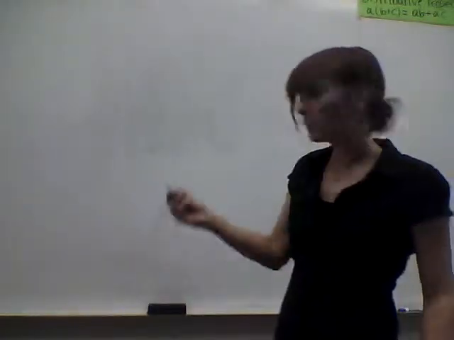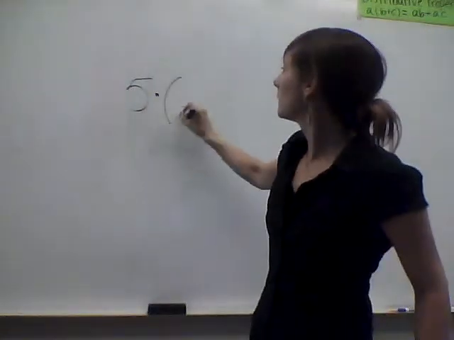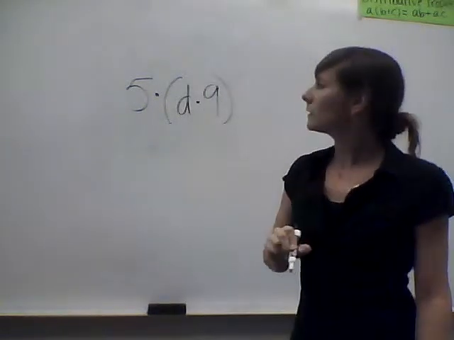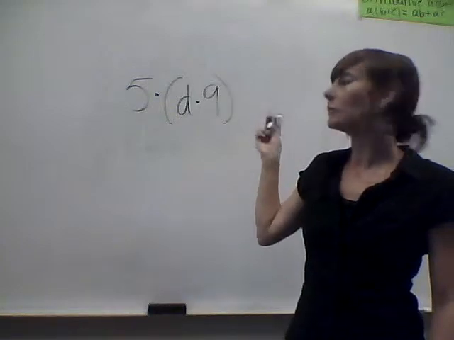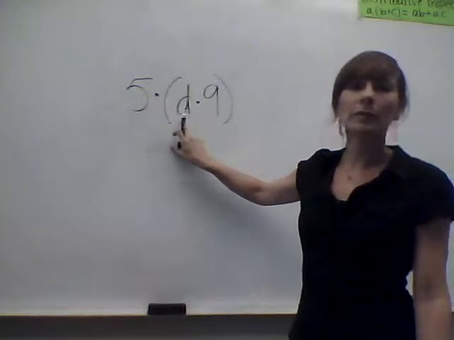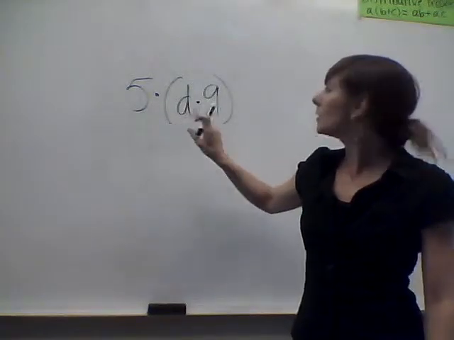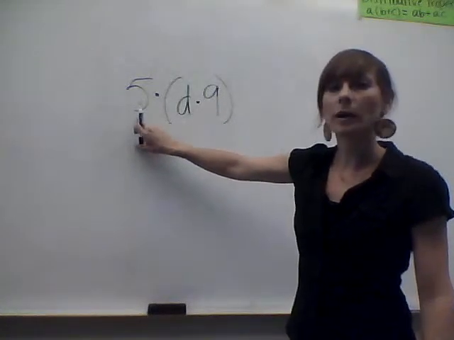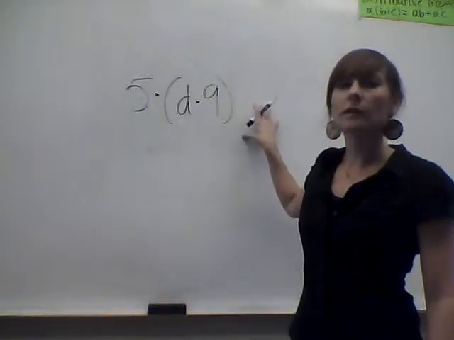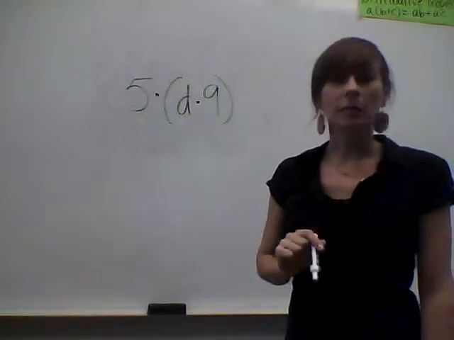Okay, another example would be 5 times d times 9. Okay, using one of these properties that you just learned, you can simplify this algebraic expression. So this is a d, it represents a number, but you don't know what it is. So that's not going to go anywhere. But the 9 and the 5 you can still multiply, because remember, regardless of the order that you multiply all of these in, you're still going to get the same answer because of the associative property of multiplication.